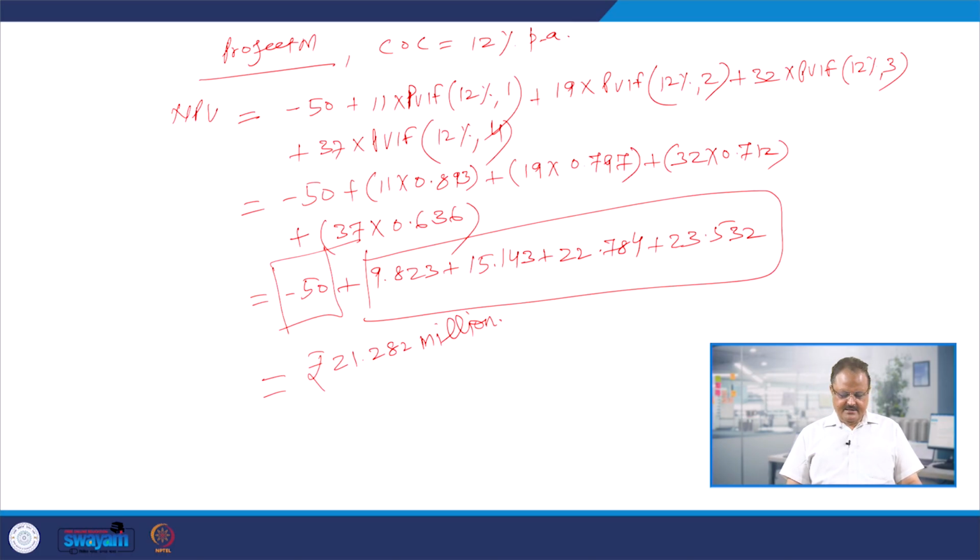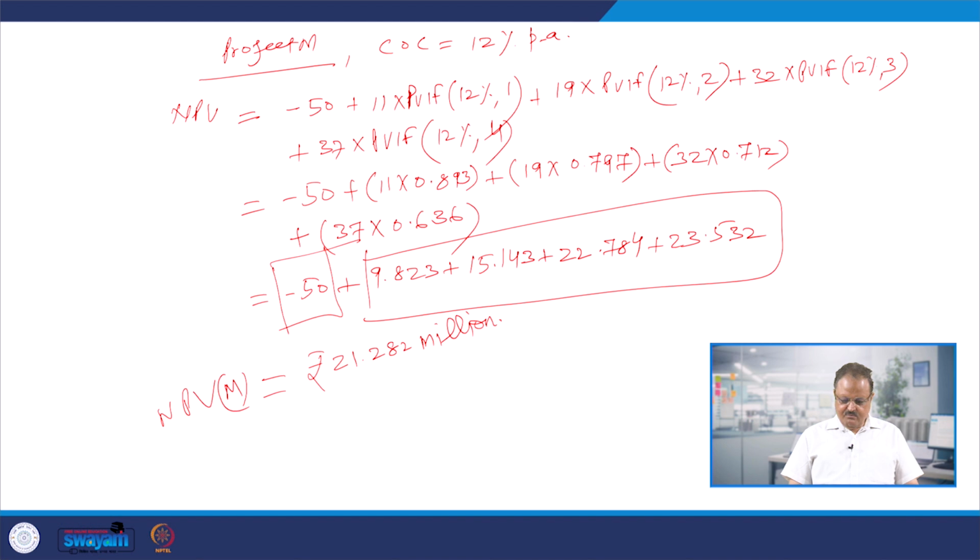You have to take the present value interest factor for 12% for the first year, then second year, third year, fourth year, and the outflow is 50, that is a negative value, we have to take it as such because it is flowing out. Inflows are the 4, 11, 19, 32 and 37 millions. After discounting and summing it up and subtracting the cash outflow, we are left with a positive value of 21.282 million. This is the NPV of the project M, a very positive value, and it gives us an indication that we can accept the project because NPV is positive.